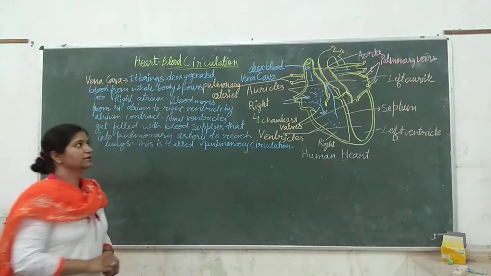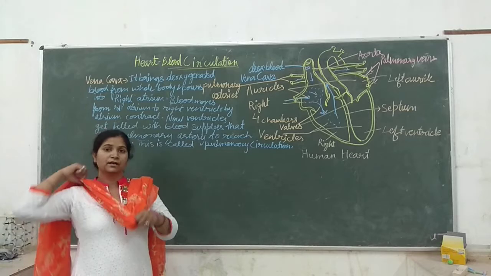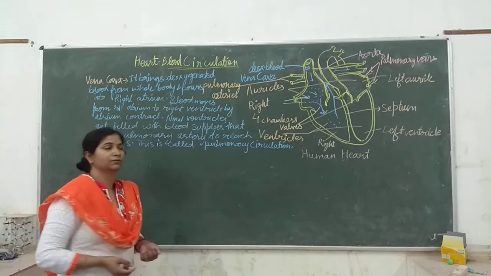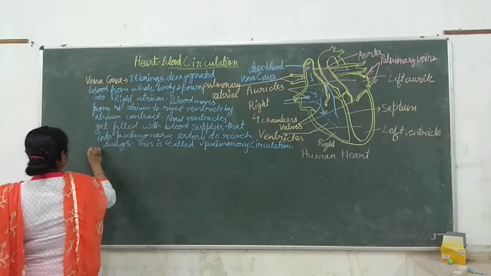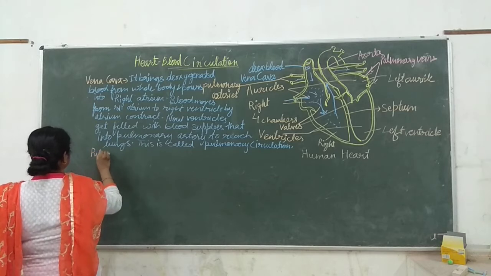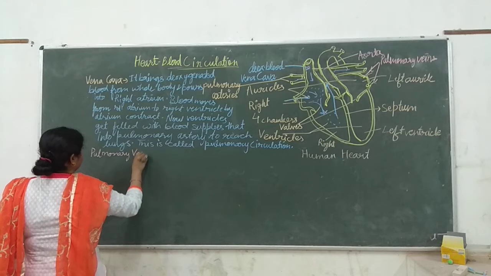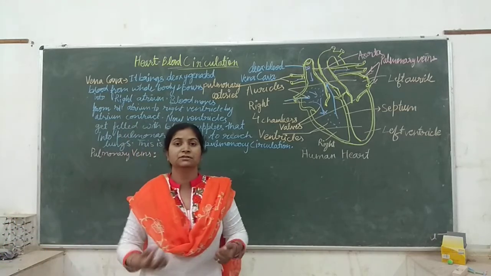Now pulmonary circulation is finished. This is the first circulation. We say that in the human heart there is double circulation. This first circulation takes place on the right side of the heart. Now we will start from the pulmonary veins. Inside the lungs the oxygenation occurs.